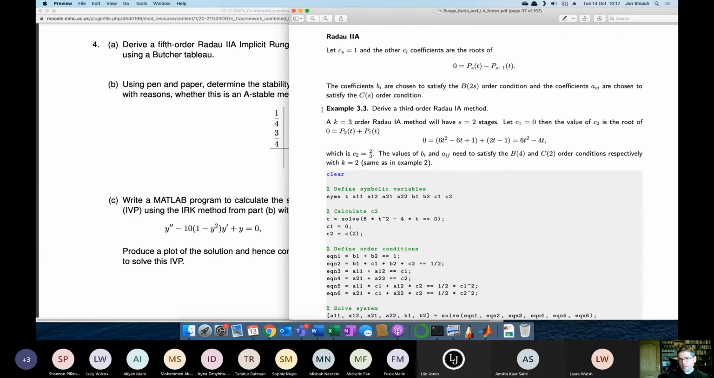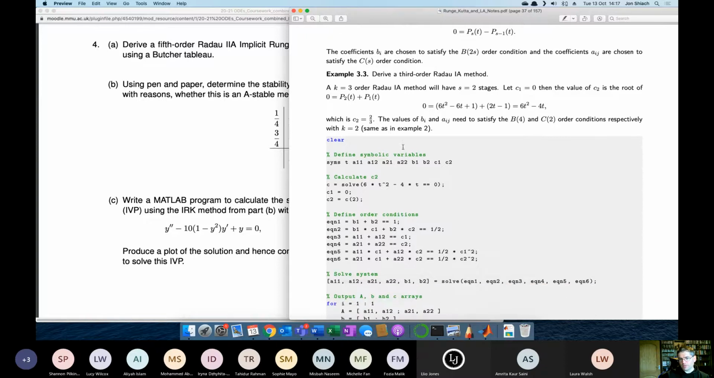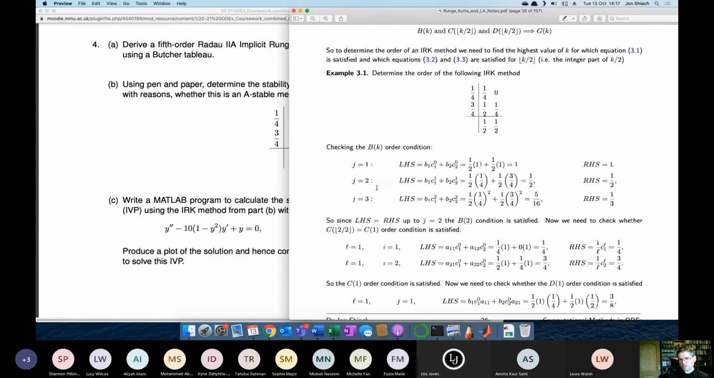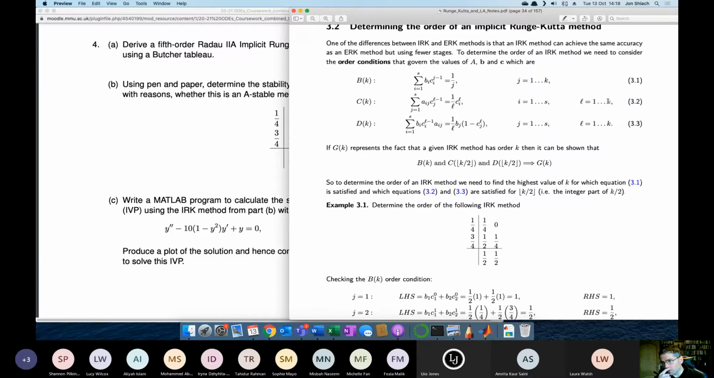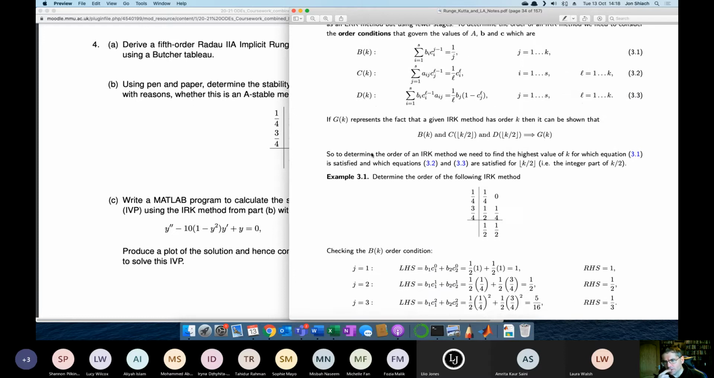Yes, Sophie, that's correct. So you set c_s to be equal to 1. That's a change from the printed version in the notes. I'm not going to tell you what s is; it's fairly easy to work that out. Your other c values are the roots. Your a and b values use the order conditions from the beginning of the chapter. In the example in the notes, when we looked at a 2-stage method, what order was it? Was it a 3rd order method?